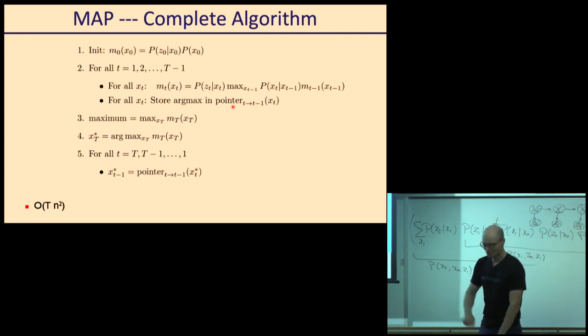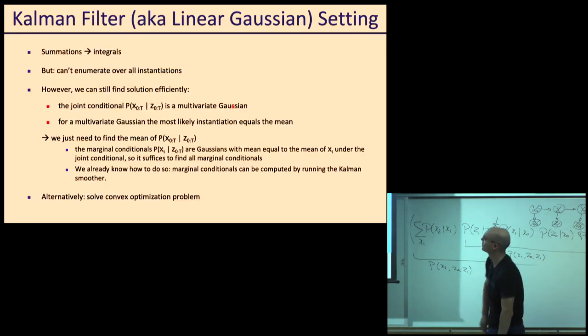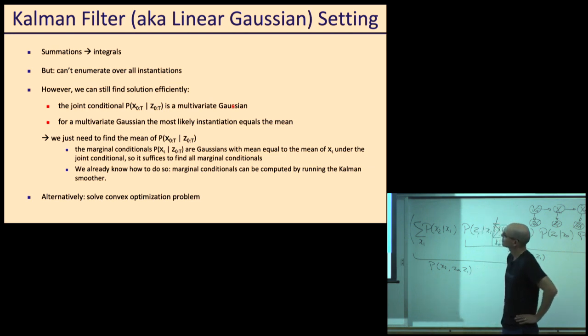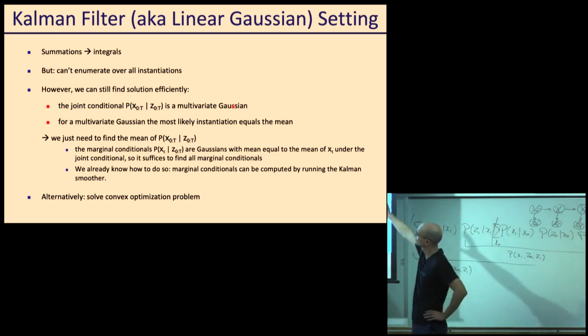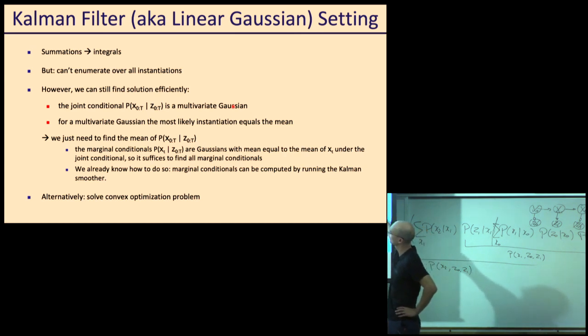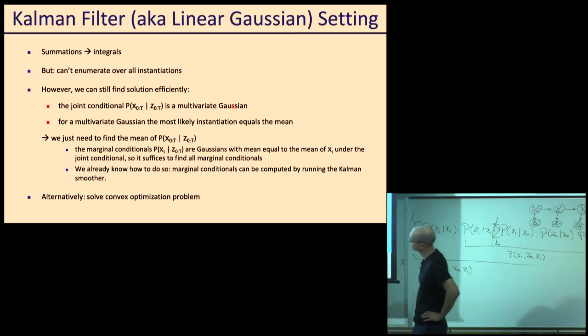Now, one special case is the Kalman filter or the linear Gaussian setting. So summations become integrals, sure. We can't enumerate over all instantiations, but we can find solutions efficiently. We know that when we have, because we have multivariate Gaussians everywhere.